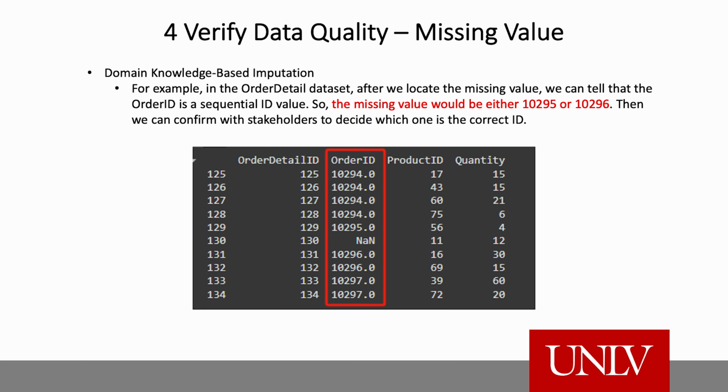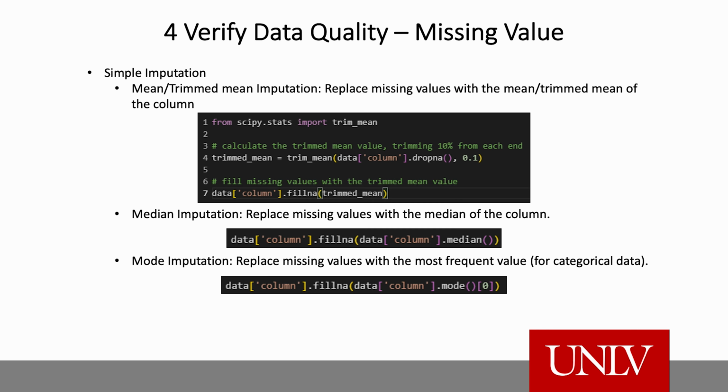The first step is domain knowledge. We communicate with stakeholders to understand how the data was collected and whether the missing value can be recovered. For example, in the order detail dataset, if an order ID follows a sequence, stakeholders can confirm whether the correct value is 10295 or 10296. When true values cannot be recovered, we can use simple imputation methods, mean or trend.